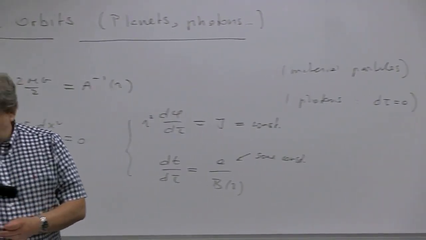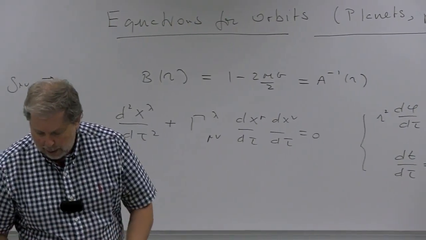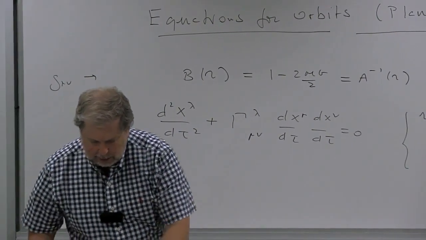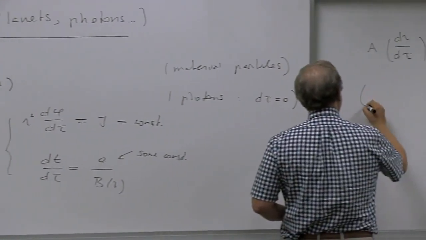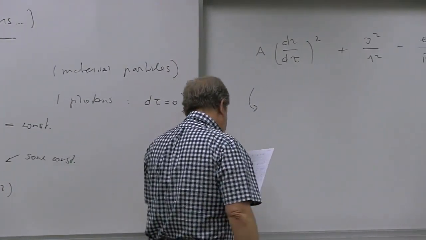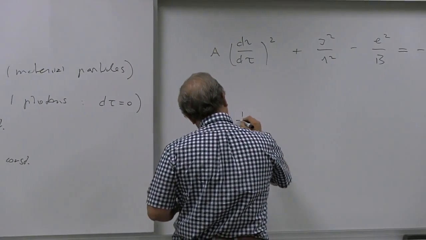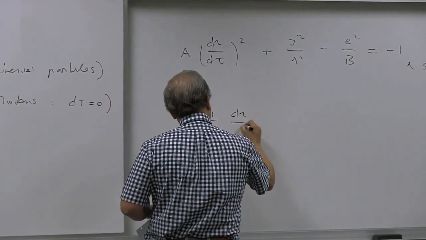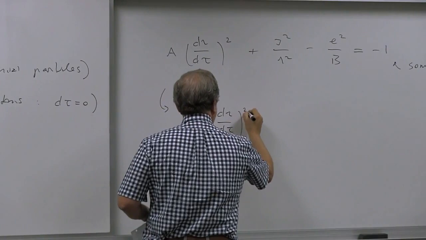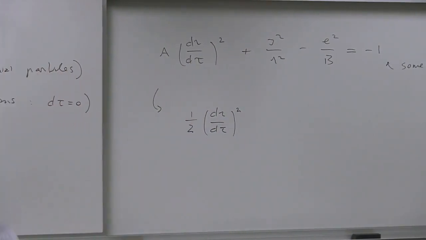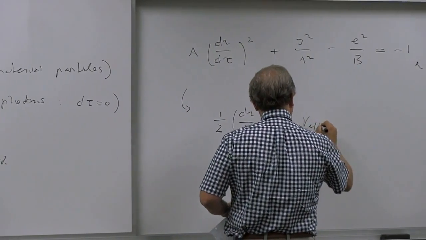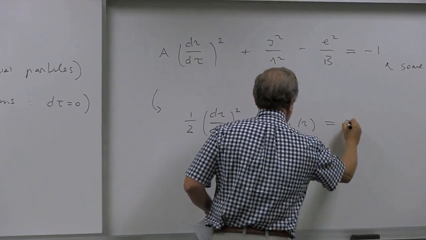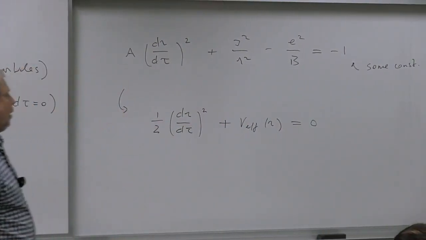And as we discussed at the very end of the last lecture, we can rewrite this in terms of some effective potential. We can rewrite this as one half of dr by d tau squared, putting a 1/2 in front so that it reminds us of a kinetic energy term. So we can write it as one half of dr by d tau squared plus an effective potential V effective of r equal to some constant.